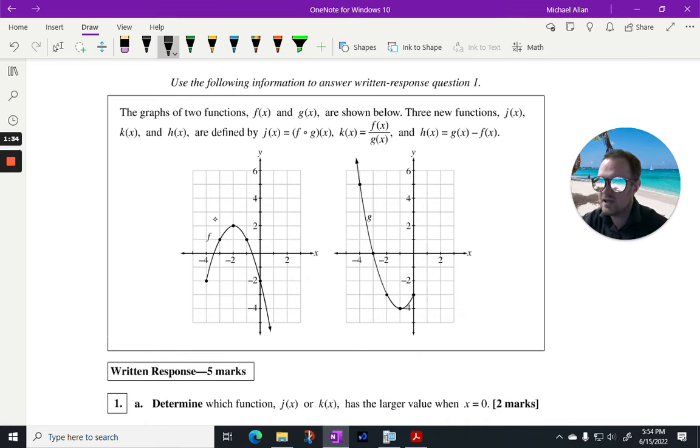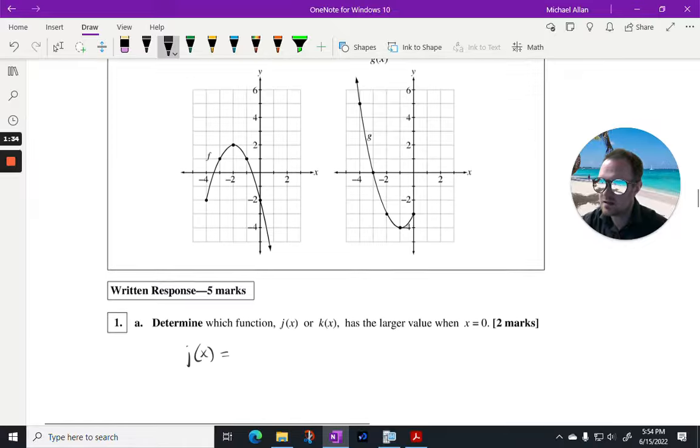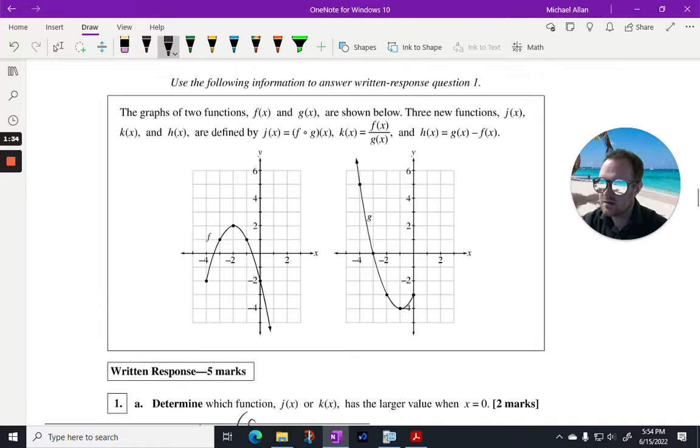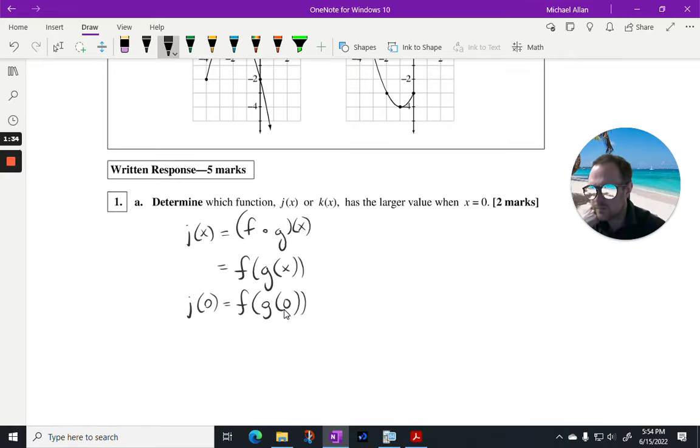So J is the composition. Okay? So J of X is the composition. I'm going to write it out the way that I like a little bit more. So when I write this, I write it out this way: F of G of X. But I want to find out when X is equal to 0, so I actually want to find J of 0. So I actually want to find F of G of 0. I think I said J up there before.